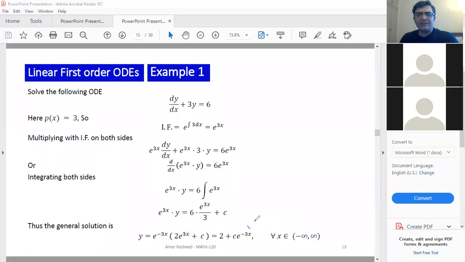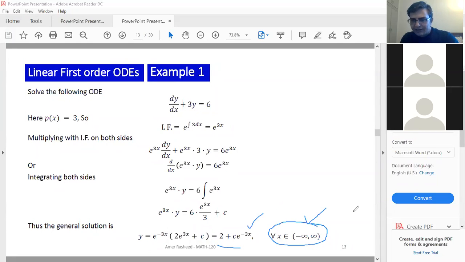And this solution, you can see, is valid for all real numbers. We have to find the intervals also where the solution is valid. You can see that this function is defined for all values of R. So this solution is valid for all values of x in R.